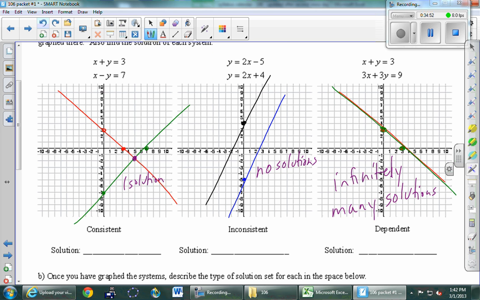And then finally, one more word, dependent, because the second line depends on the first line. If I take the first equation right up here and I multiply everything by 3, which is okay, right? Multiply both sides by 3, that's legal. What do you get? You get the second equation. The second equation depends on the first one, right? It is built from the first one. So that's why we call it dependent. Any questions on the vocabulary?